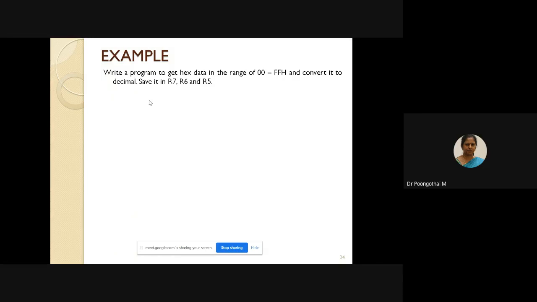So here the programmer writes a program to get hex data in the range of 00 to FF, that is the hexadecimal range from 00 to FF, and convert it into decimal. After conversion, you have to store your result in 3 different registers: R7, R6, and R5. There are 2 methods for converting your hexadecimal data into decimal. We will see them one by one.